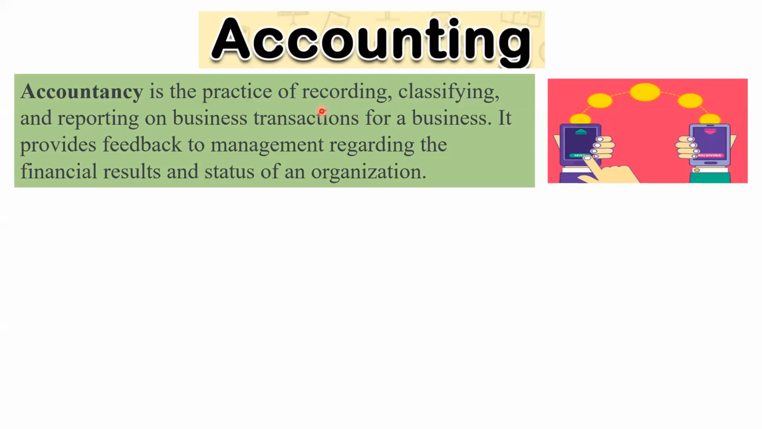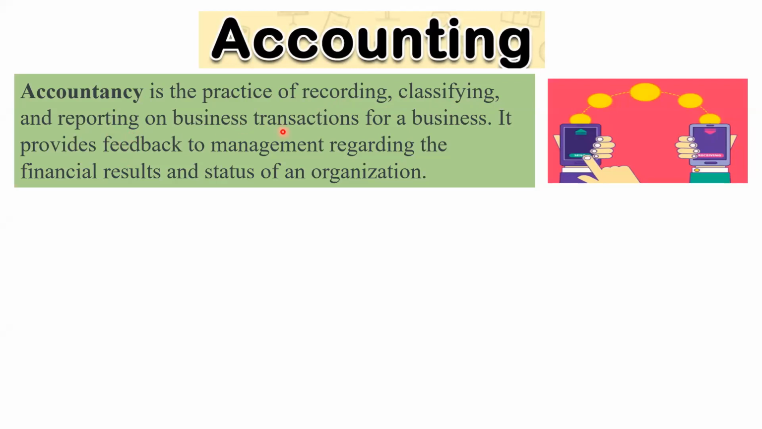Today, how much money did I spend? Voucher. Yeah, voucher, very good. So that amount has to be recorded in a book. That is called recording. Classifying means we need to classify whether it is a profit, an expense, an income, or a revenue, whether it is an asset or a liability. So all those things we need to classify. And then reporting. Reporting means we need to submit that book to the owner of the business. So that is called reporting.